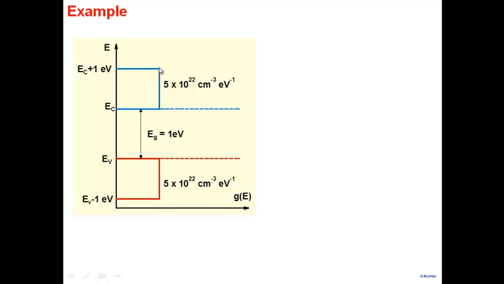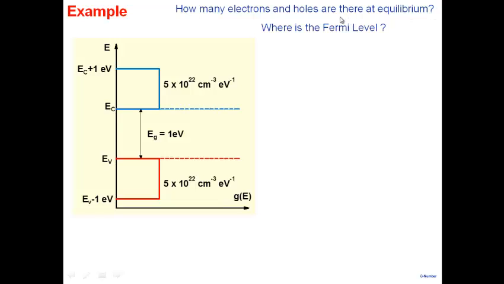What is the density of states? 5 times 10 to the power 22. Note the units, per centimeter cube per eV. So density of states are per unit volume and per eV. That's the density of states here. Same density of states here. So that's a semiconductor given to you, with this energy band structure. What we want to know is how many electrons and holes are there at equilibrium in this semiconductor. And we would like to know where is the Fermi energy. Is the Fermi energy in the middle of the gap? Is the Fermi energy in the valence band? Where is it? We would like to locate the Fermi energy.